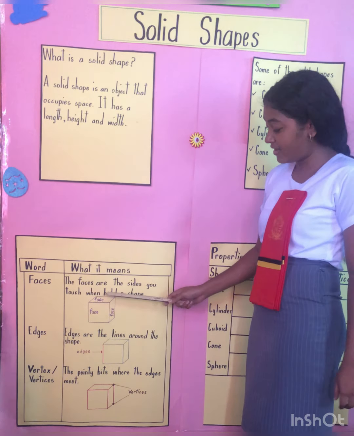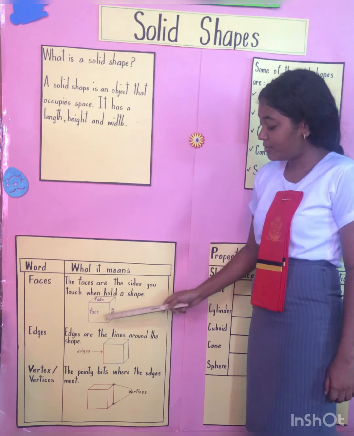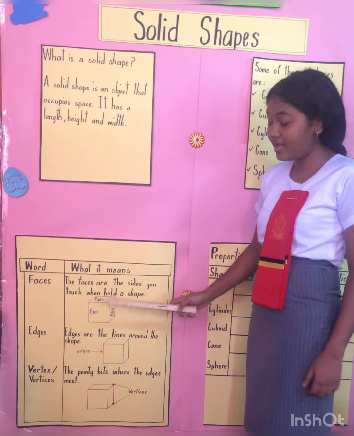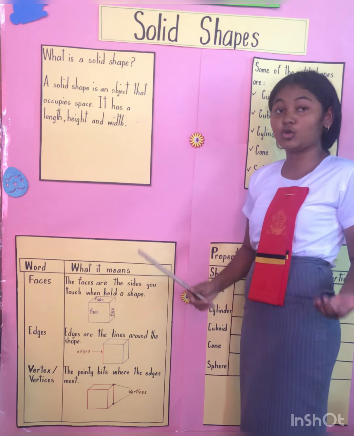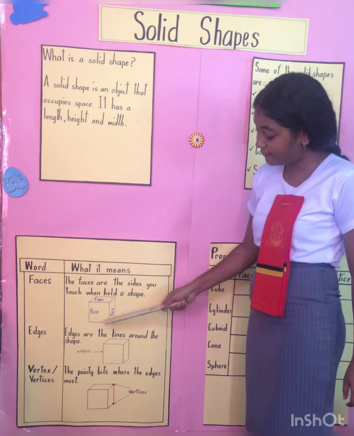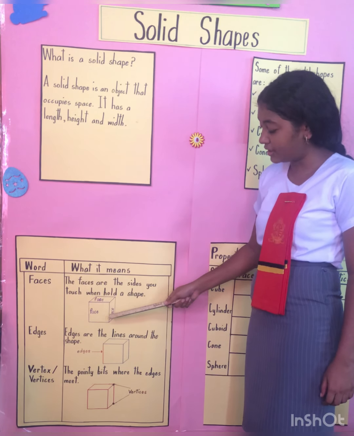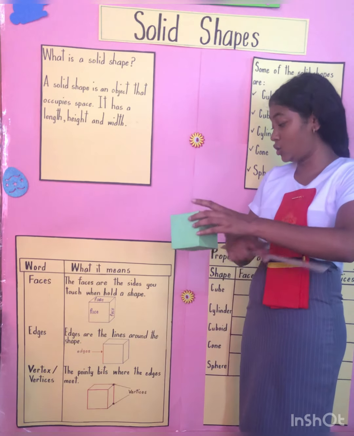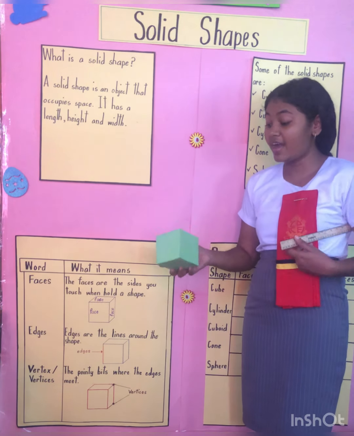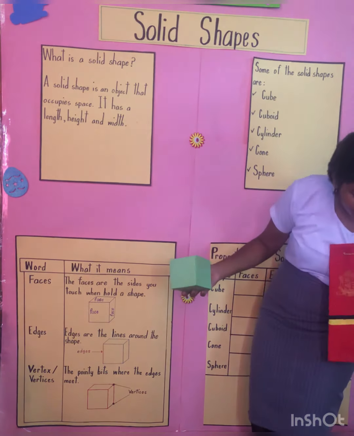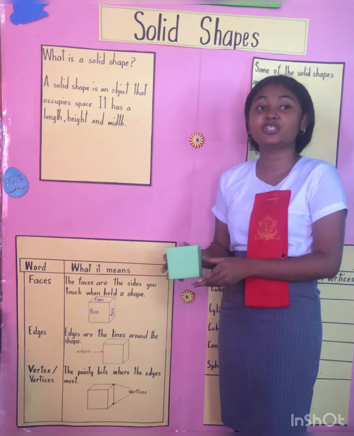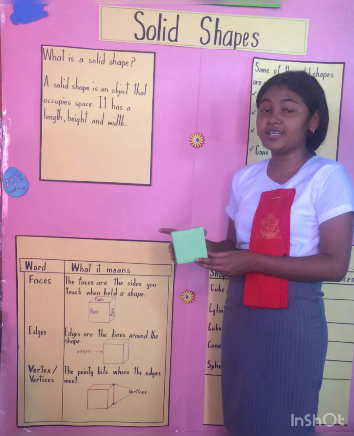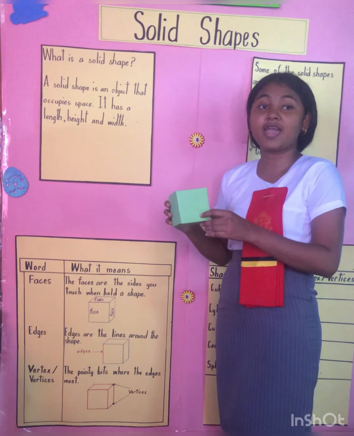And here we have a little diagram. Now can you tell me what is the name of this shape here? That's right, it's a cube. And we can see the face labeled on the cube. Okay? Now here class, we have a cube. Let us identify the faces on this cube. Remember what the definition said? That's right, the faces are the sides that you touch when you hold a shape.